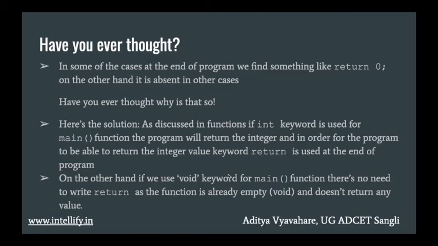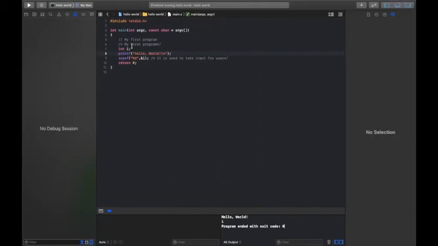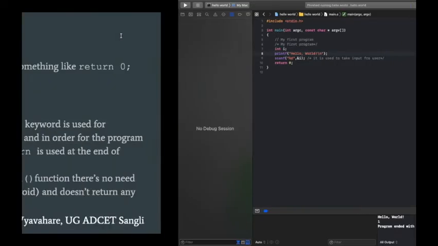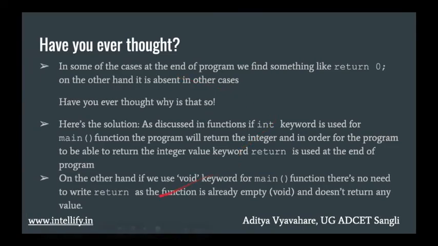So is return 0 compulsory for every program? Have you ever thought about it? The answer is no. If we are using int main, then we have to give the return keyword. If we are using void main, there is no need to give any return keyword, because void for the main function itself means empty. Already we are making the function empty, so why is there any need to return a value from the program?